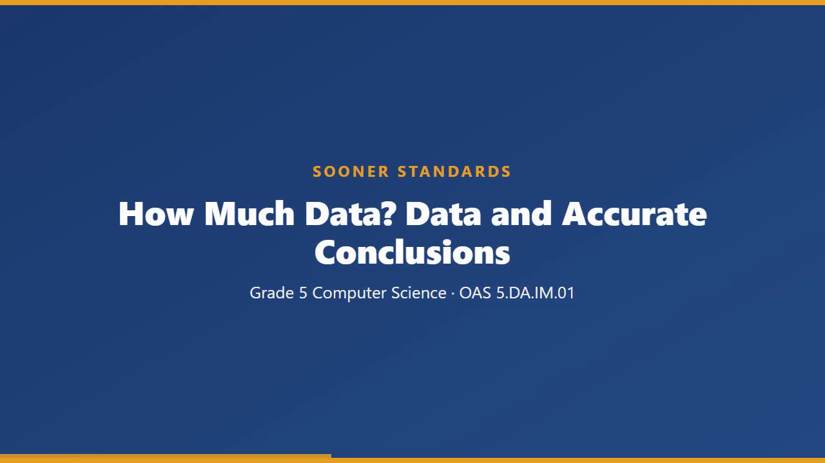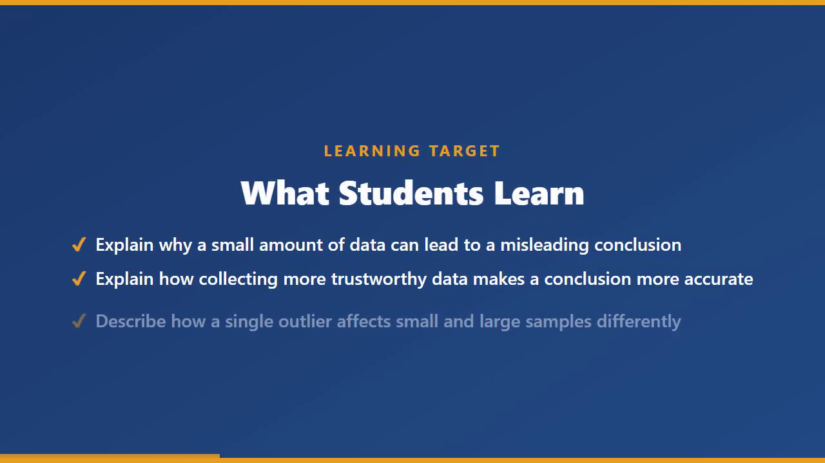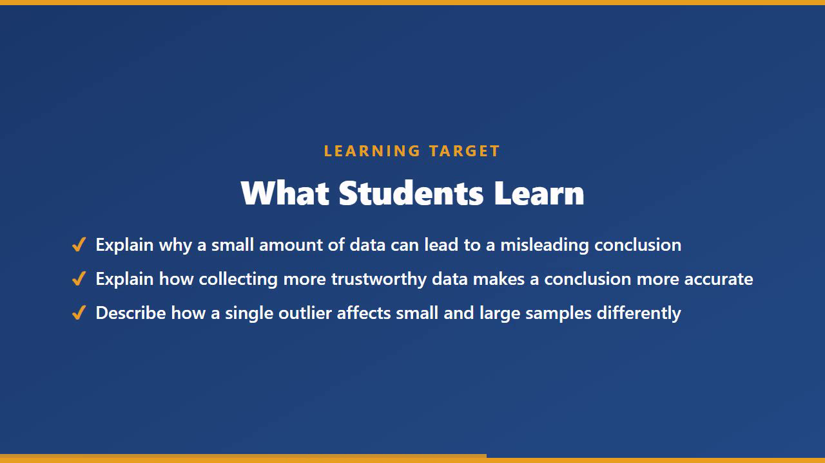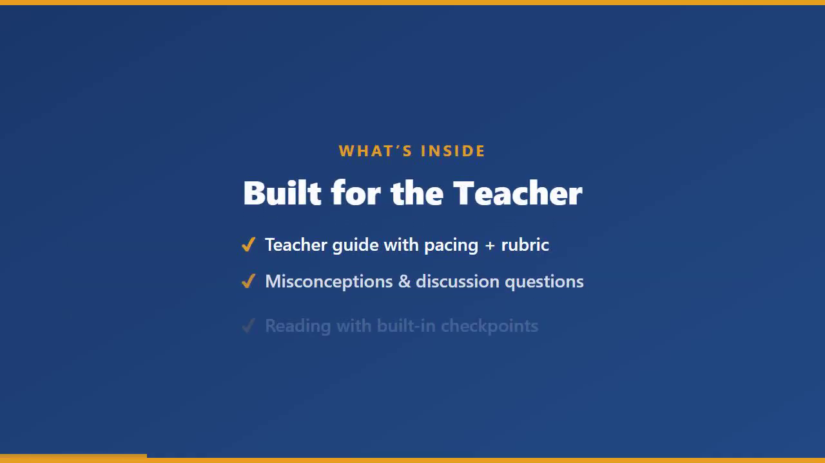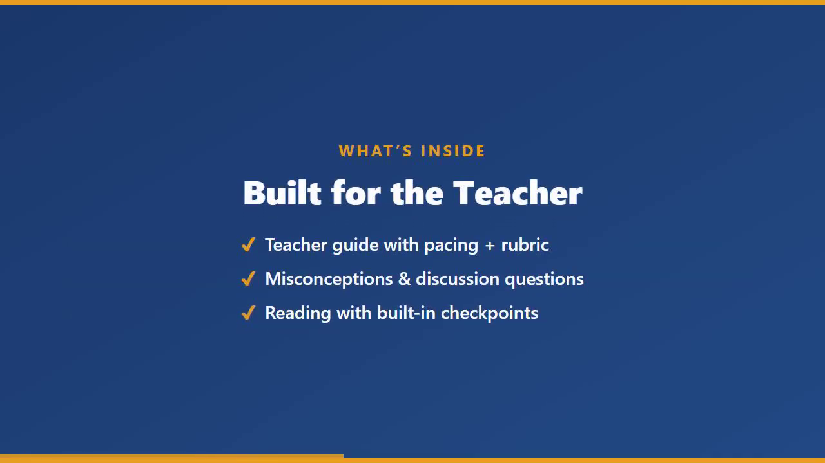How much data? Data and accurate conclusions. A complete Grade 5 computer science unit for Oklahoma Standard 5DAIM01. Students learn to determine how the amount of data collected affects the accuracy and reliability of a conclusion. Inside: a full teacher guide with pacing, misconceptions, and a scoring rubric, plus a content lesson with built-in comprehension checkpoints.